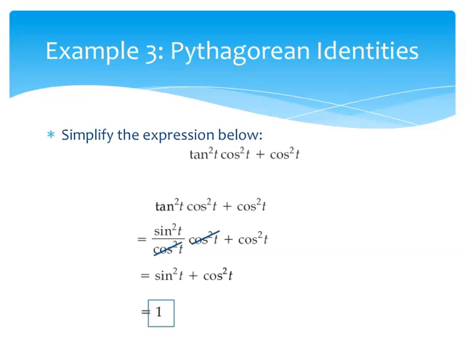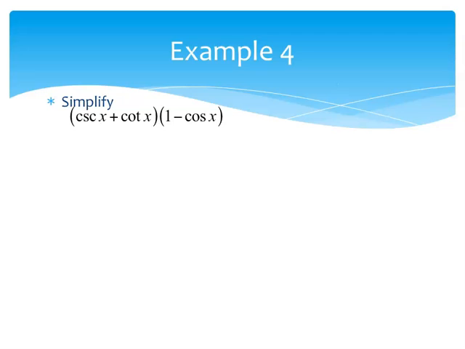Okay, let's do some more complex examples. All right, for example 4, we have cosecant of x plus cotangent of x in parentheses times 1 minus cosine of x.